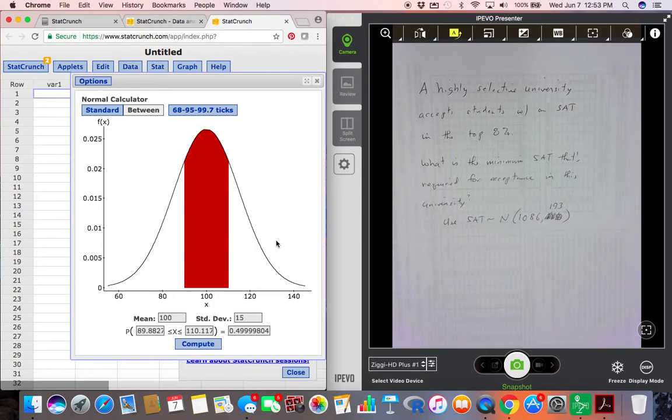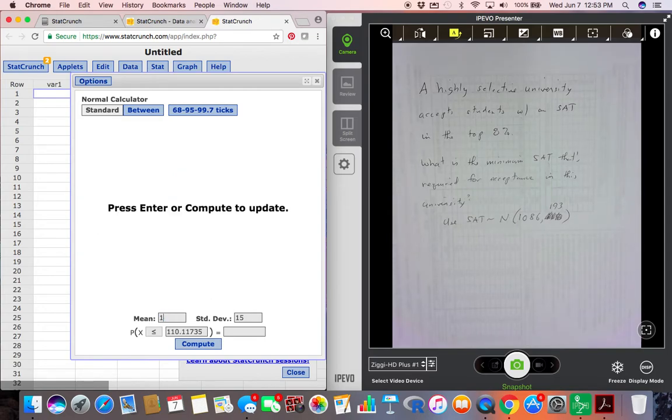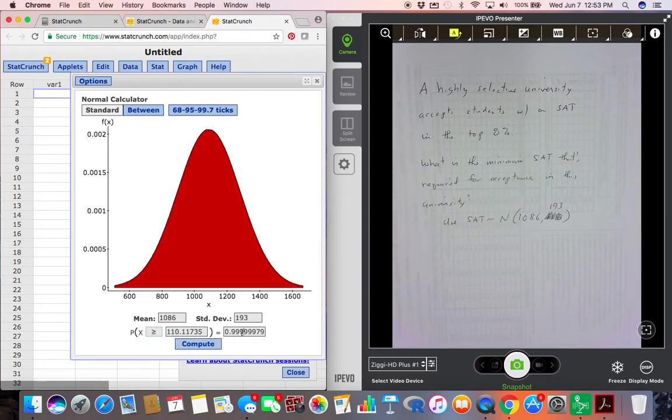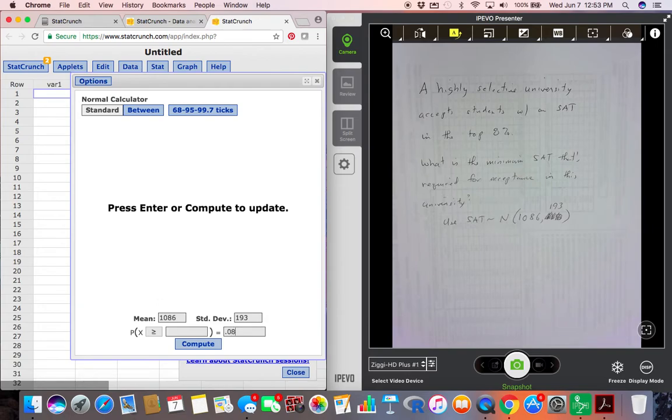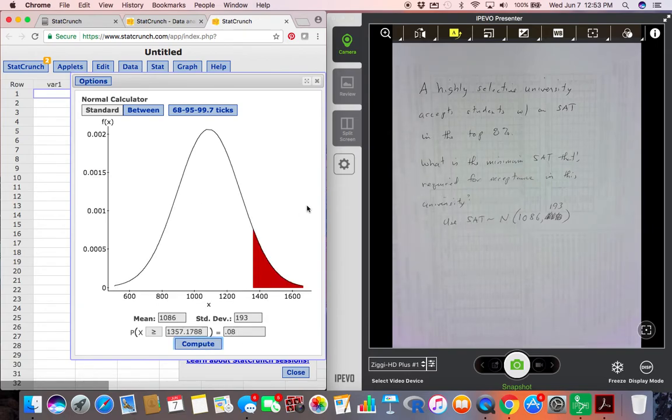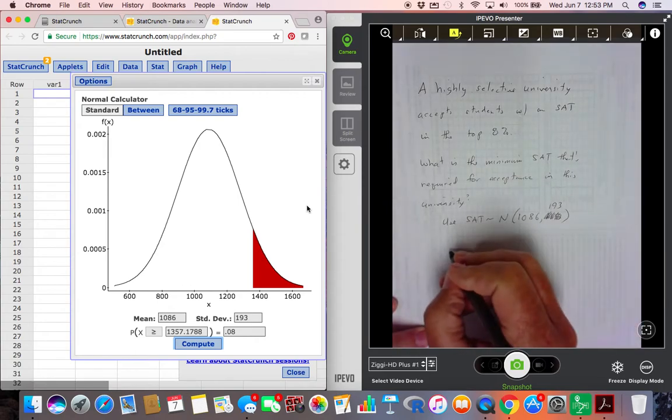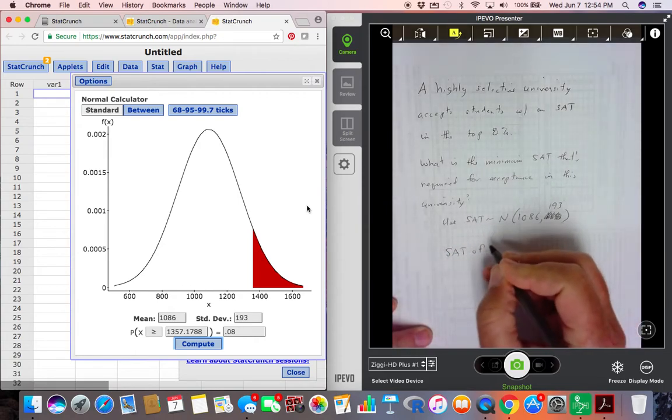What is the top overall SAT? I should say, what's the bottom to be accepted in this university? Well, guys, this over here does it. So I'm going to use the standard. I'm going to use the mean of 1,086. We'll use the standard deviation of 193. I want above area to be 0.08. So guys, it's going to take a pretty big old whopping SAT. So it's going to take what, 1350, well, I might call it 1357.